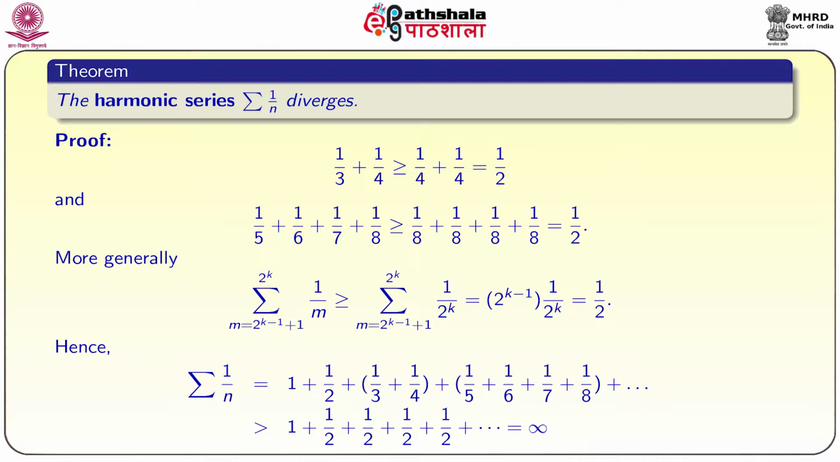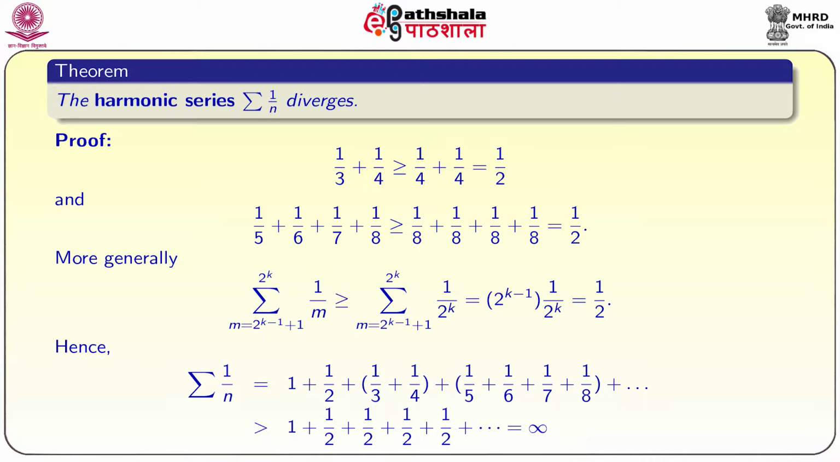Then it is greater than 1 plus 1 by 2 plus the group 1 by 3 plus 1 by 4, which we proved is greater than 1 by 2. Similarly, 1 by 5 plus 1 by 6 plus 1 by 7 plus 1 by 8 is greater than 1 by 2. So, all of them are 1 by 2, 1 by 2, and it is going to be infinity. If you need, you can do further calculation, that is 1 by 2 plus 1 by 2 is again 1, 1 by 2 plus 1 by 2 is 1. So, 1 plus 1 plus 1 plus like that infinite times. So, we are going to get infinity.